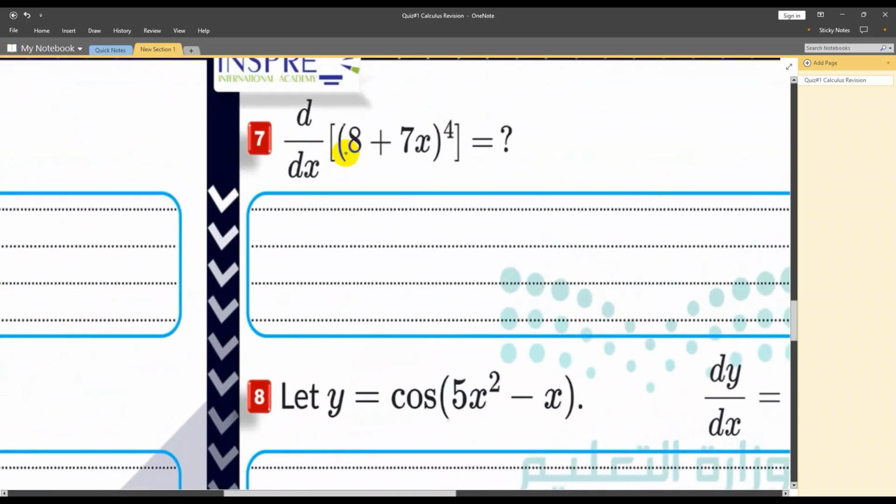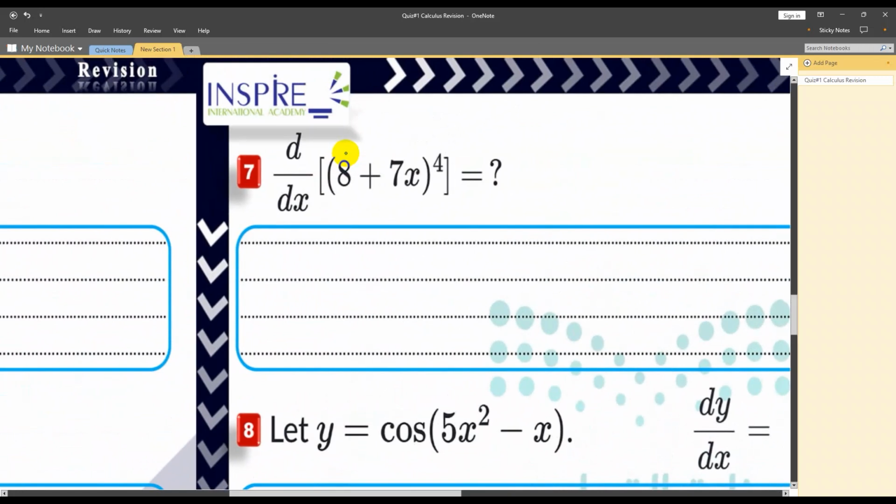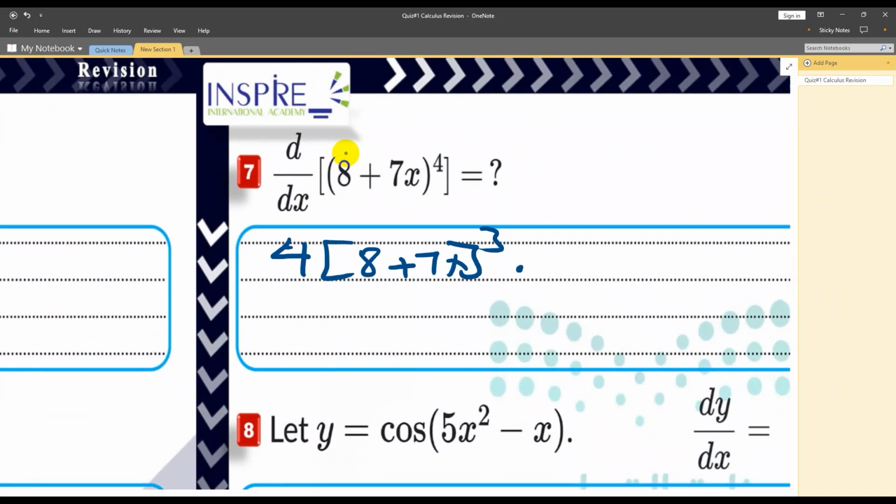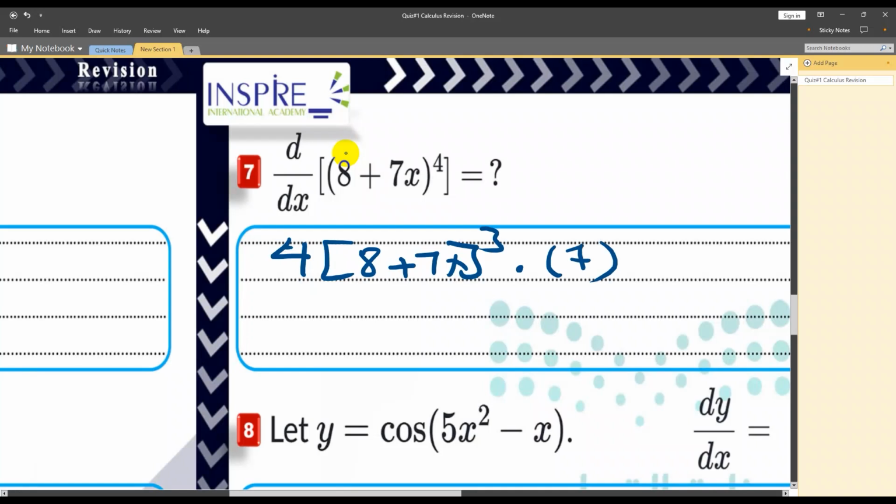Okay, next one. We will use the chain rule, and we will start with the power rule first, so it will be 4 times something power 3, and the thing is 8 plus 7x, and then get the derivative of the inside, so it will be 7. Simplify, so 7 times 4 will be 28 times 8 plus 7x, all power 3.